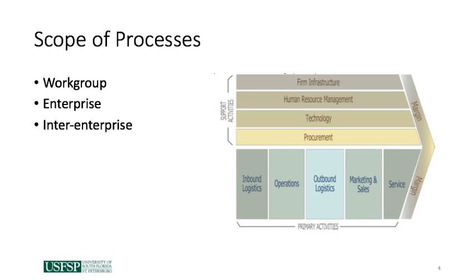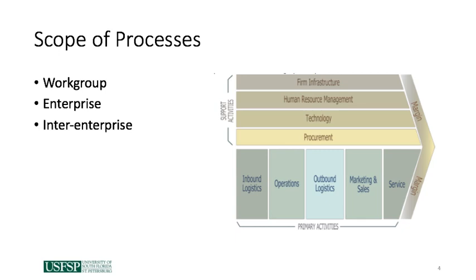A second way to distinguish between processes is based on their scope. Workgroup processes pertain to a single unit within an organization. An example would be general ledger related processes in accounting. Enterprise processes span more than one unit within an organization. The textbook gives the example of a discharge of a patient from a hospital, as this involves physicians, nursing, housekeeping, billing, etc.